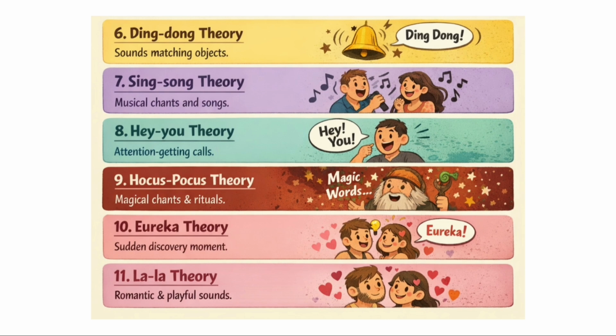Seventh is Sing Song theory. The early language was musical, like songs or chants. Eighth is Hey You theory. Language started from calls used to get attention. Ninth is Hocus Pocus theory. Speech came from magical or religious chants. Tenth is Eureka theory. Language appeared suddenly due to human intelligence. And lastly is Lala theory. According to Otto Jespersen, language developed from playful and romantic sounds.